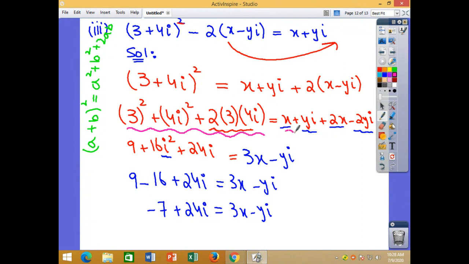Okay. Here we have x + yi. Here we write x + yi. When 2 is multiplied with x and yi, we get 2x − 2yi. Now the similar terms are x and 2x. We add these terms and we get 3x. And similar terms are yi and 2yi. When we subtract 2yi from yi, we get only −yi.